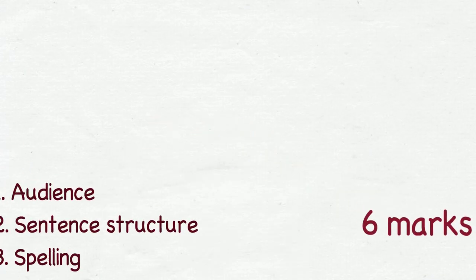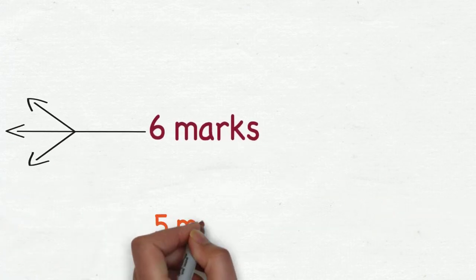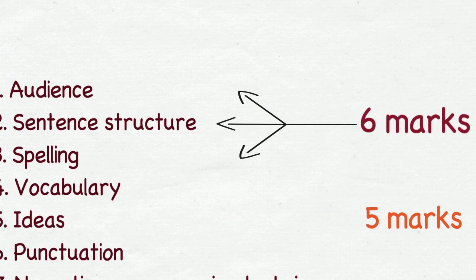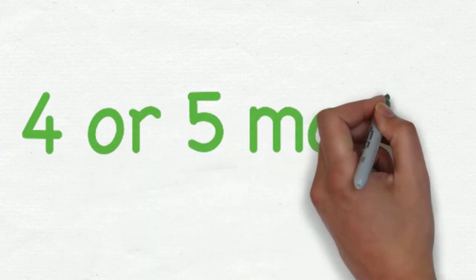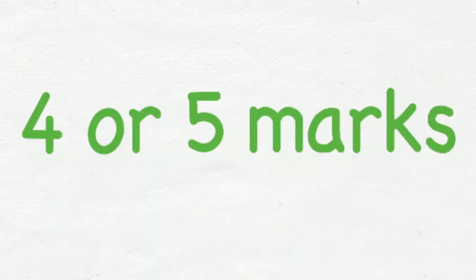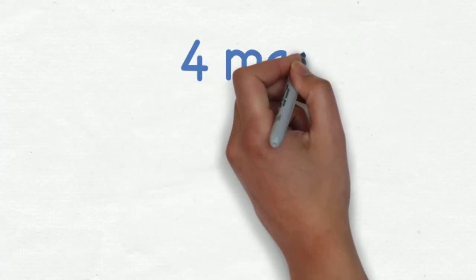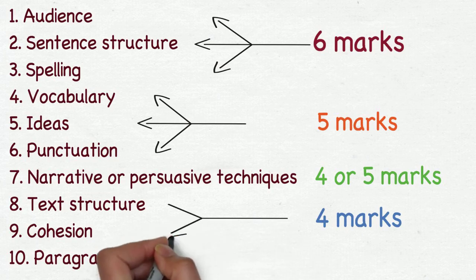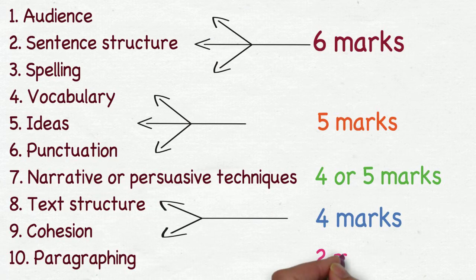You can get 6 marks for audience, spelling, and sentence structure. You can get 5 marks each for punctuation, vocabulary, ideas. You can get 4 marks for narrative techniques, or 5 for persuasive techniques. You get 4 marks for text structure and text cohesion. And finally, you can get 2 marks for paragraphing. Let's take a quick look at what each of those really means.